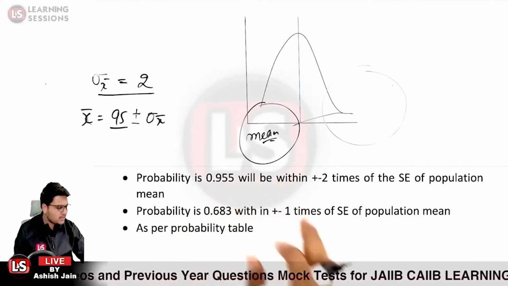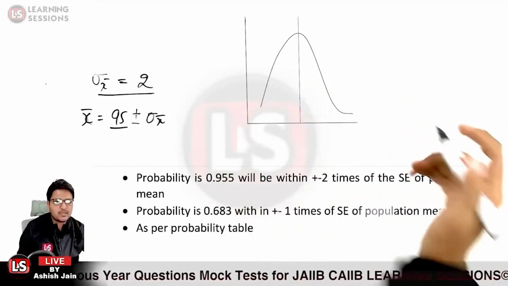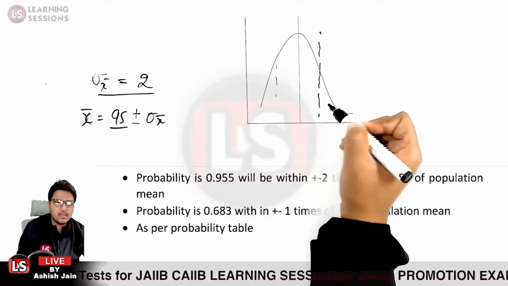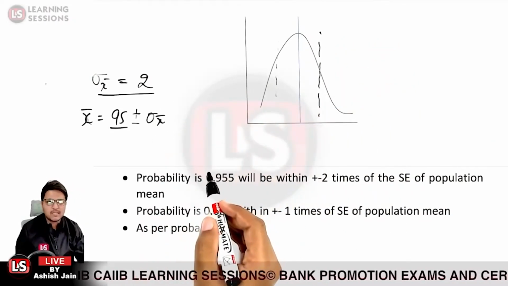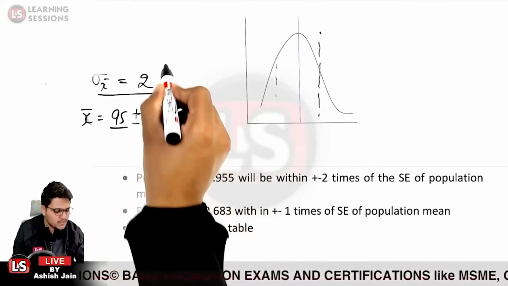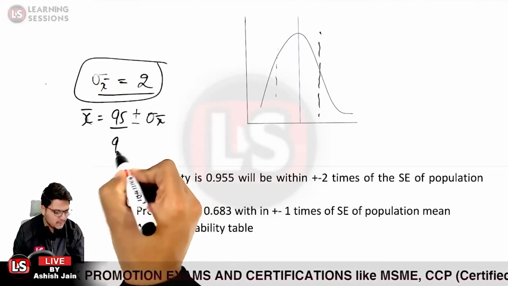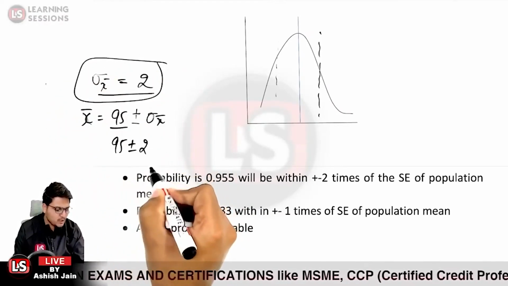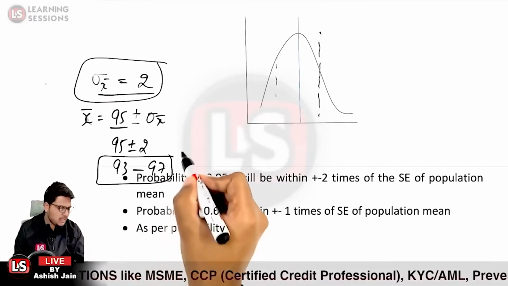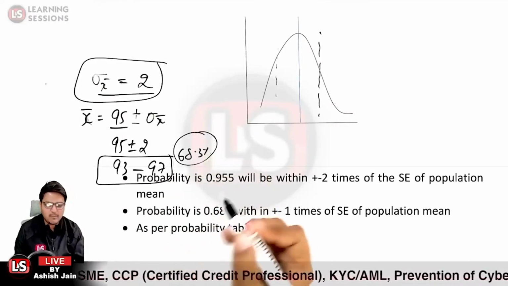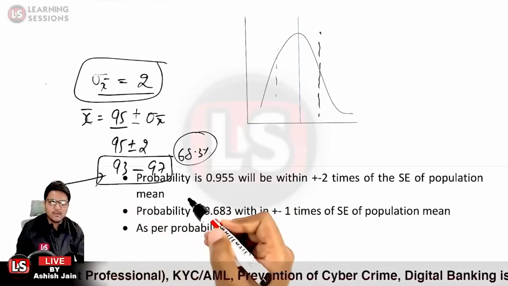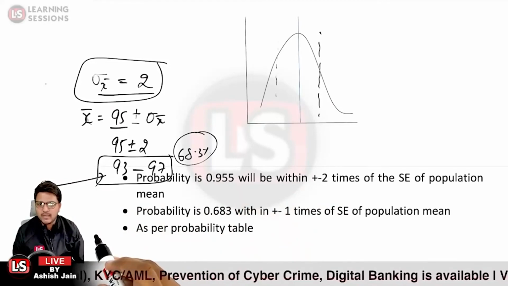If we consider that 68.3% of the population will fall around the mean calculated from the sample, the range would be the mean plus or minus sigma x bar. Here we assumed sigma x bar to be 2, so it will be 95 plus or minus 2. That range is from 93 to 97, so 68.3% of the population would lie between this range.